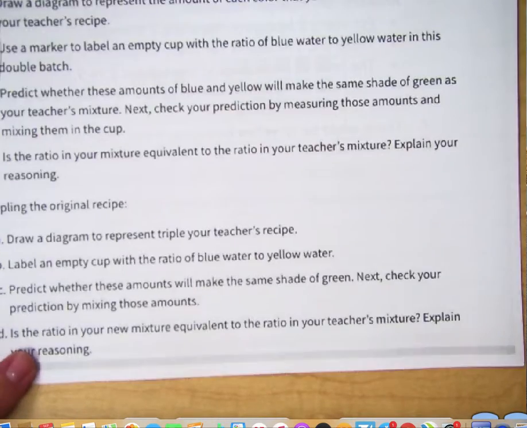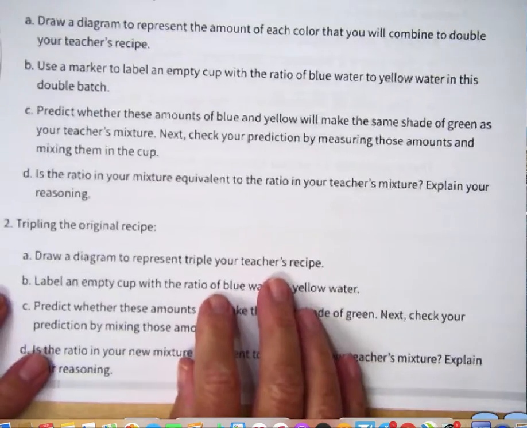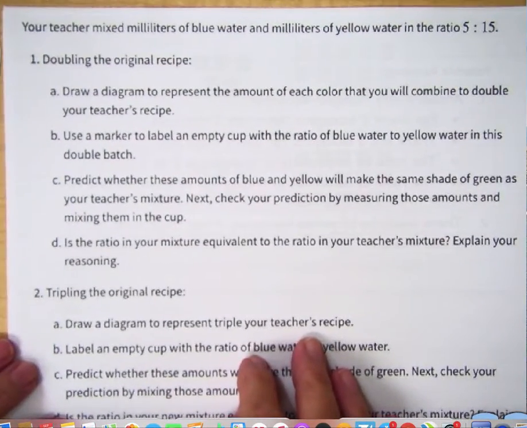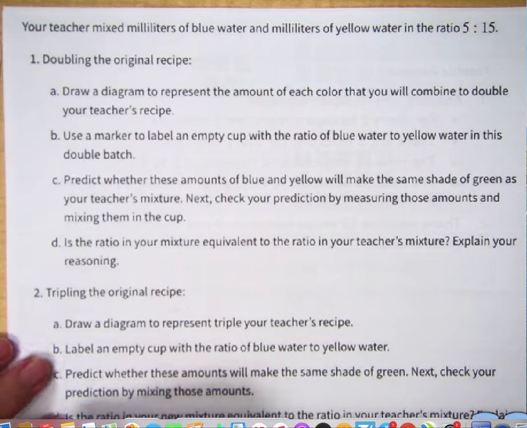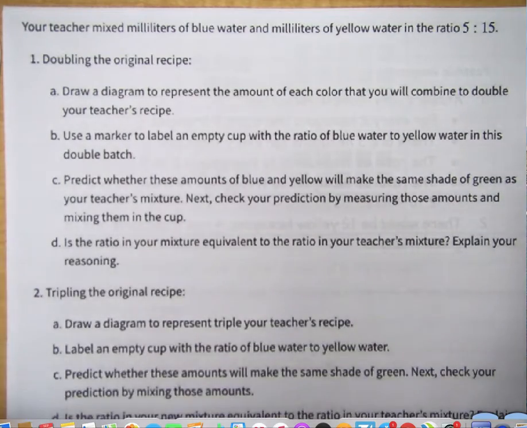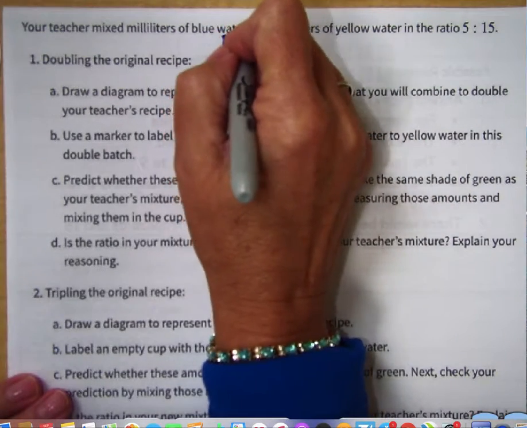And so it says your teacher has mixed milliliters of blue water and milliliters of yellow water in the ratio 5 to 15. So how many blue squares will I have? Well, of course, I'll have 5.